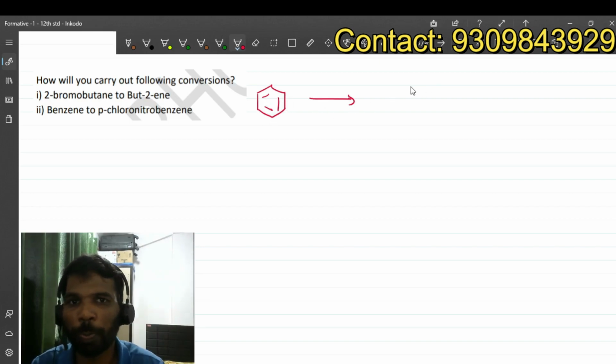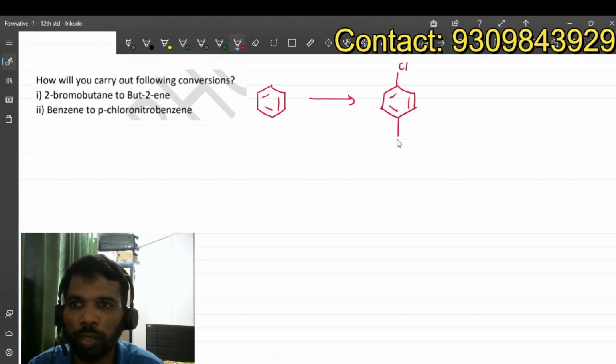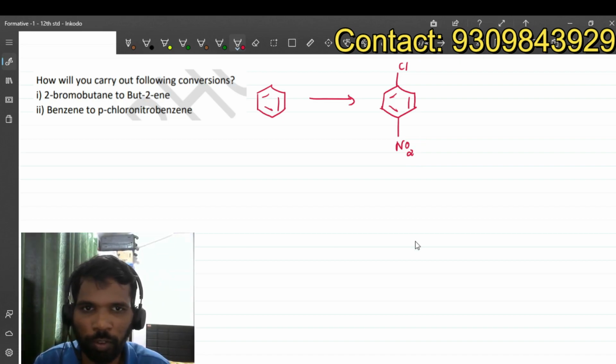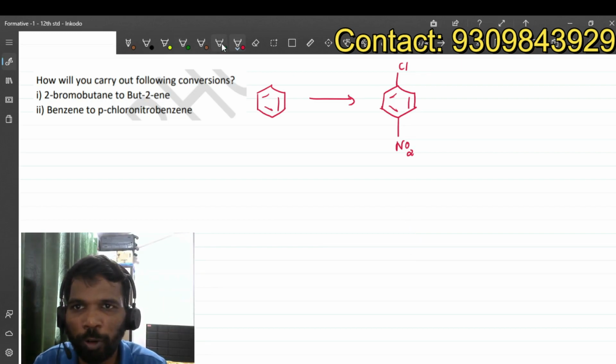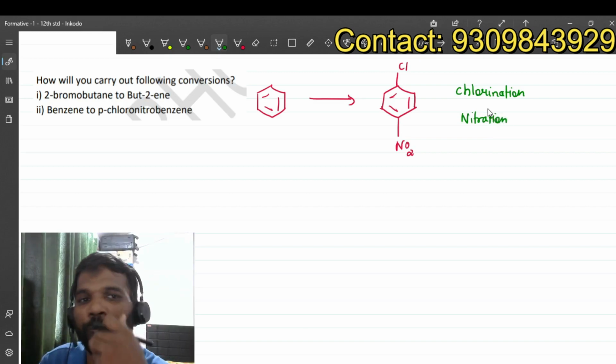You need to convert this to para-chloronitrobenzene, means Cl over here, and para means this is para position, and this is nitro, right? This is what you need to do. Means here two things are there. One, you need to do the chlorination, and other is nitration. Means what is required for you to do? You need to do chlorination, and second is nitration. Now, one question to you.